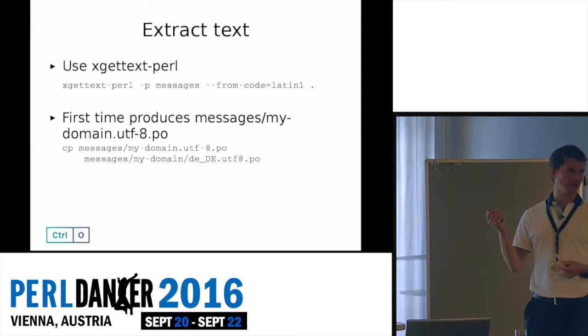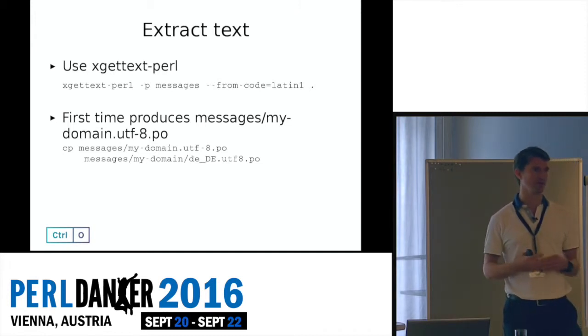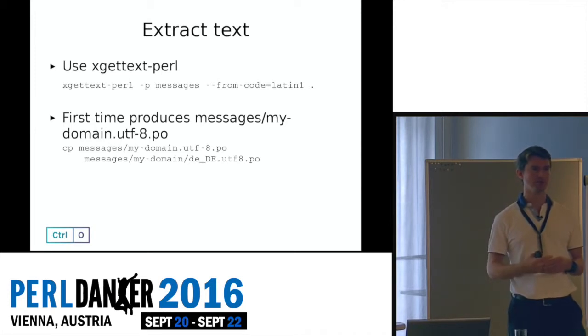xgettext-perl. Various options which I won't go into, but in its simplest format, you just call it from your current code directory. It will scan the entire code directory, pulling out any of those strings, and it'll dump them all in one file in the directory you've specified there. So I've called it messages, and it'll dump all the strings it finds in the messages directory.